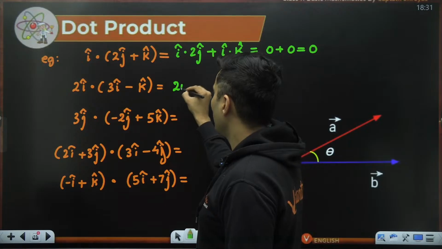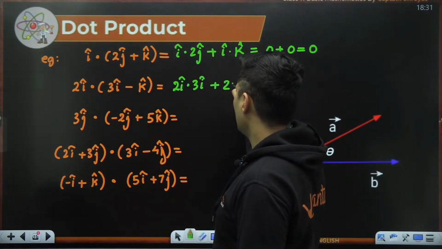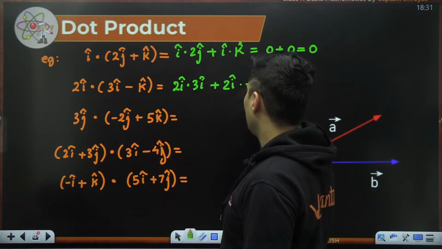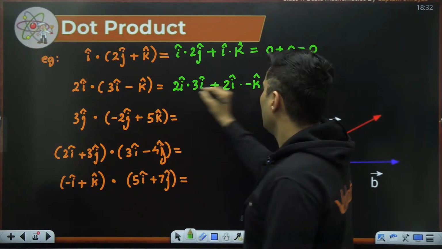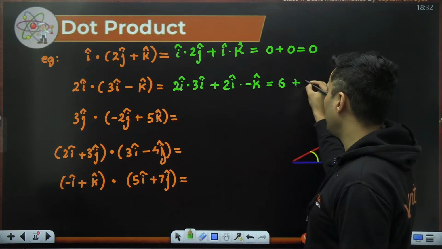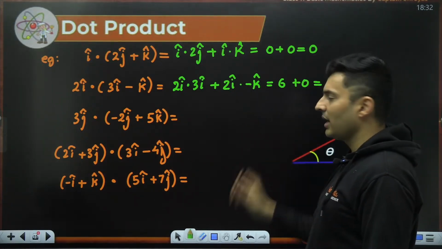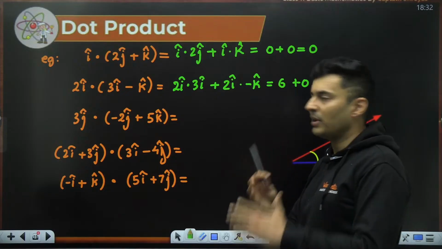What about this? So this will be, open up the brackets, 2i dot 3i plus 2i cap dot minus k cap. I and I is 1, 2 3s are 6. I and k are perpendicular, so answer is 0. So the answer will be 6. Okay, I dot k will be 0 because they are perpendicular.